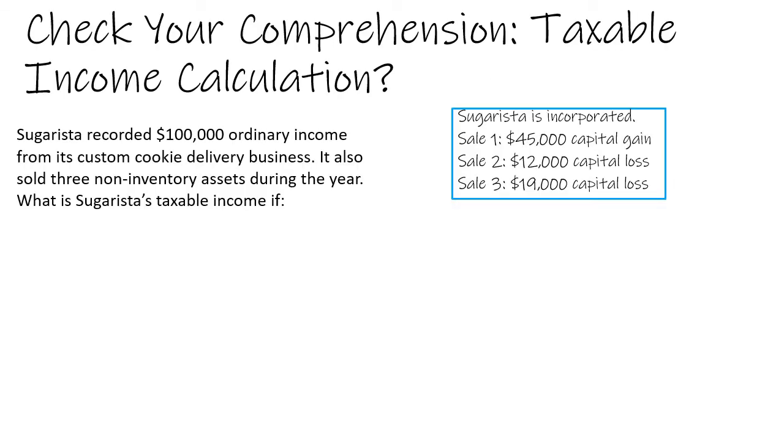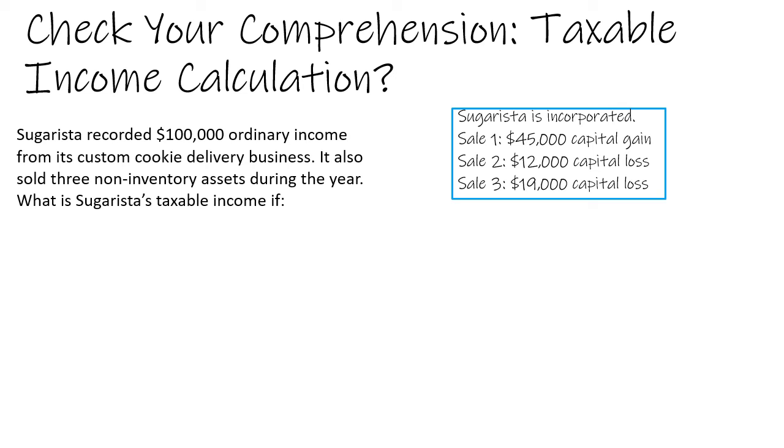So finally, let's check your comprehension. How much income would you record if Sugarista recorded $100,000 ordinary income from its custom cookie delivery business? It also sold 3 non-inventory assets during the year. What would be Sugarista's taxable income if Sugarista is incorporated and the 3 items sell at a $45,000 capital gain, a $12,000 capital loss, and a $19,000 capital loss?